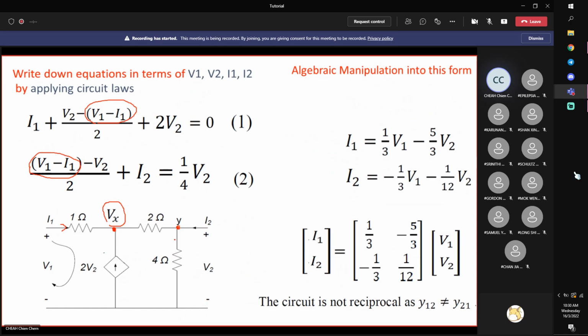And this current will be V2 divided by 4, for example, expressed in terms of the 4 variables. Then look at what you want. Rearrange the equation into this form, and you'll be able to get the desired form that you want. And in this case, we want to express I1, I2 in terms of V1 and V2. It's also not reciprocal because this is not equal to this, or this is not equal to this.